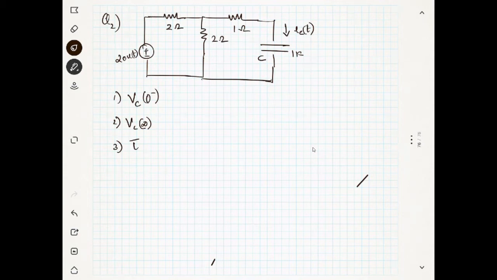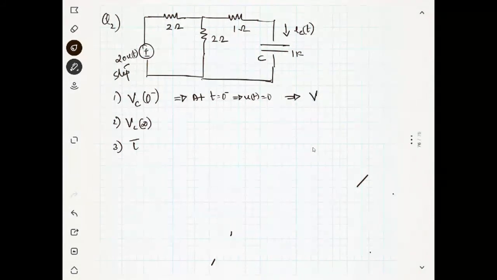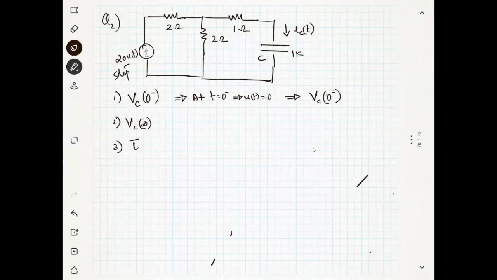You are giving something known as a step function here. This is a step function. Then what will it be at t equal to 0 minus? At t equal to 0 minus, u of t will be equal to 0. If u of t is equal to 0, what will be the initial voltage of the capacitor? It is 0. VC of 0 minus becomes 0, since you are giving an input of 0. The capacitor was initially at 0 volts.